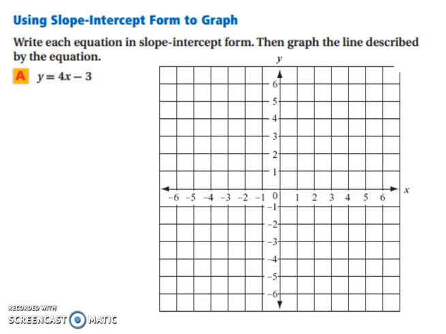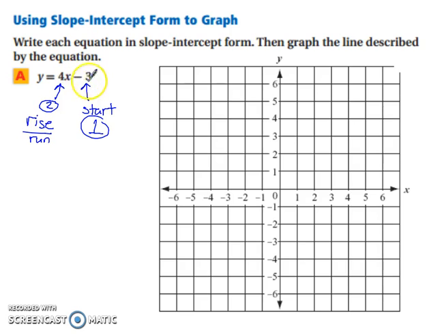Now let's try using slope-intercept form to graph. When we do this, we always start with our y-intercept. So that's step 1. Second step is to rise and run your slope.